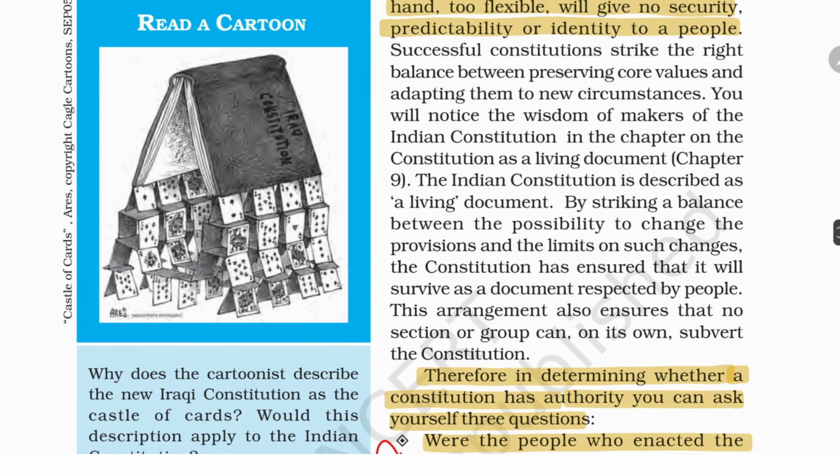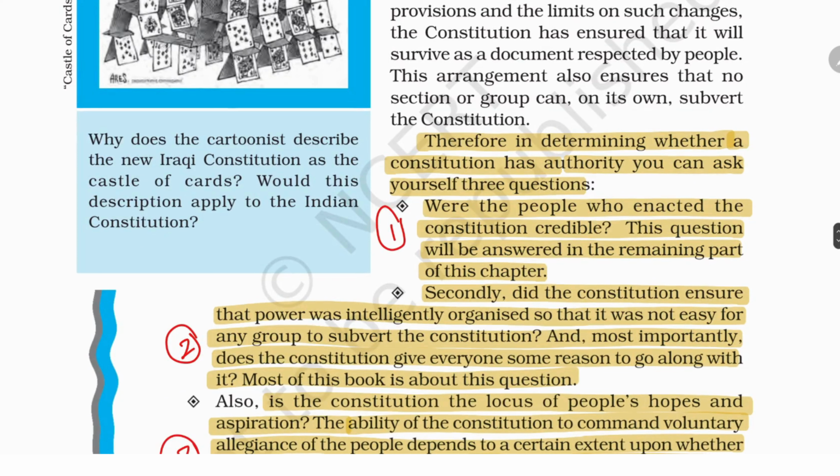Successful constitutions strike the right balance between preserving core values and adapting them to new circumstances. You will notice the wisdom of the makers of the Indian Constitution in the chapter on the Constitution as a living document. The Indian Constitution is described as a living document by striking a balance between the possibility to change the provisions and the limit of such changes. The Constitution has ensured that it will survive as a document respected by people. This arrangement also ensures that no section or group can on its own subvert the Constitution.